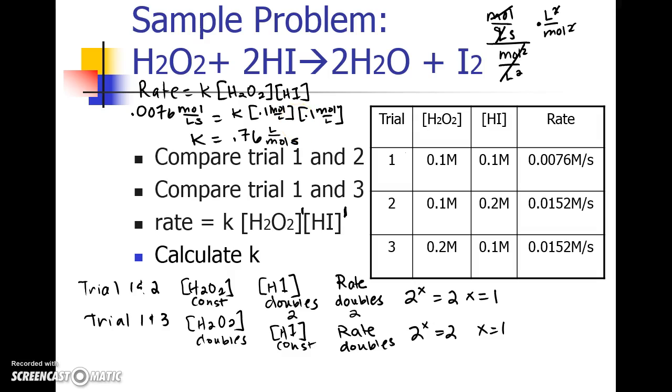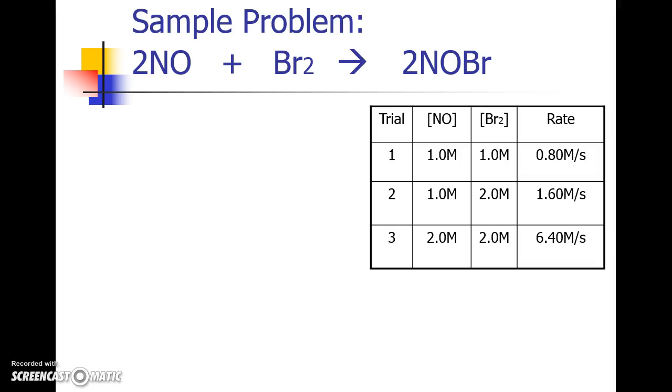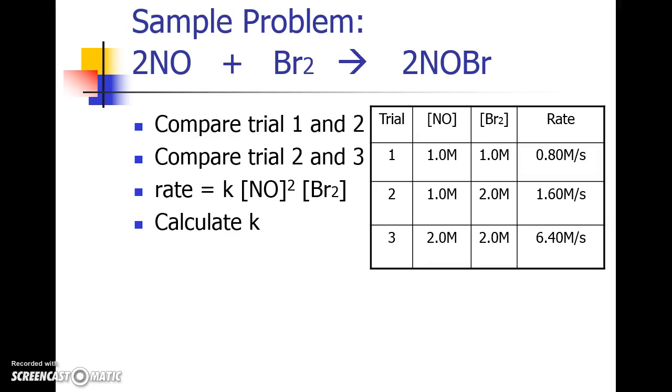Let's try one more problem. We're going to look at NO and Br2. Here's my data. Has to be given to you. And again, I'm going to go ahead and put up all the stuff on the side so we can see. We're going to go ahead and compare trials 1 and 2. If I look at 1 and 2, NO is held constant, Br2 doubles.